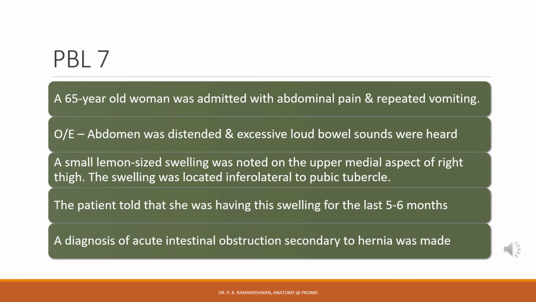On examination, a small lemon-sized swelling was found on the upper medial aspect of right thigh. This swelling was located infralateral to the pubic tubercle. The patient told that she was having this particular swelling for the last 5 or 6 months. A diagnosis of acute intestinal obstruction secondary to hernia was made by the surgeon.